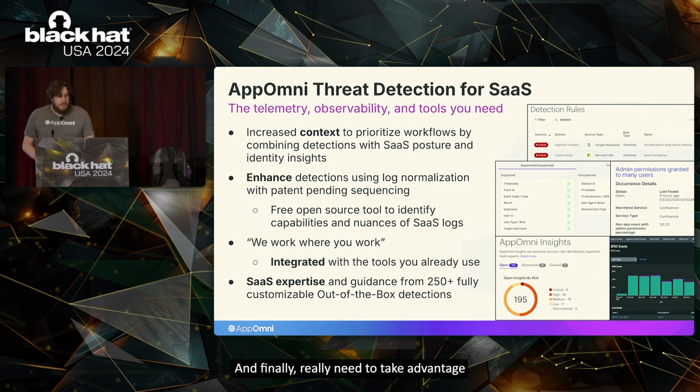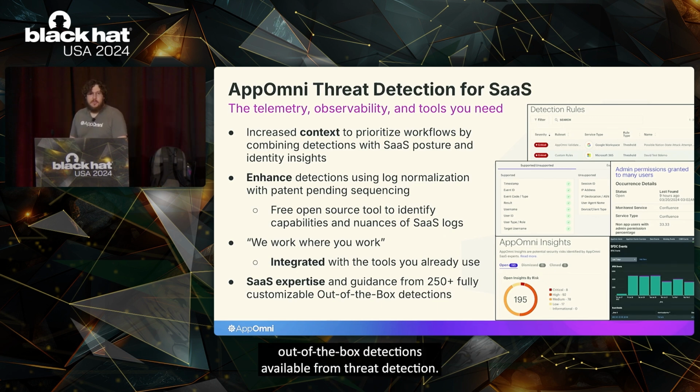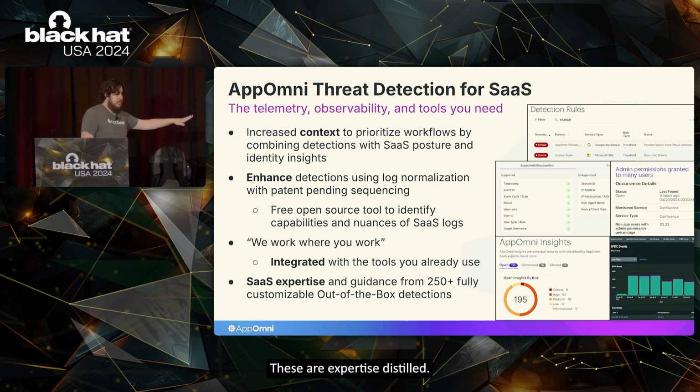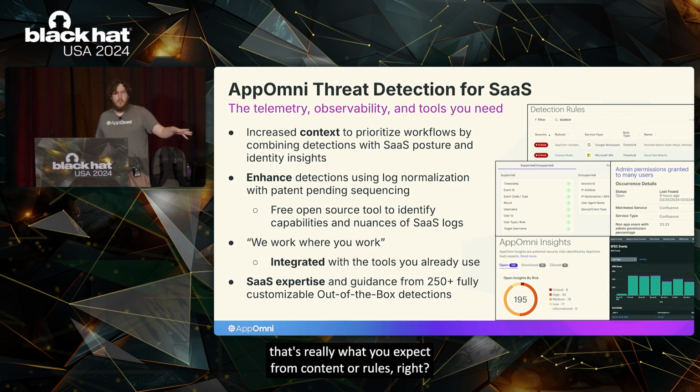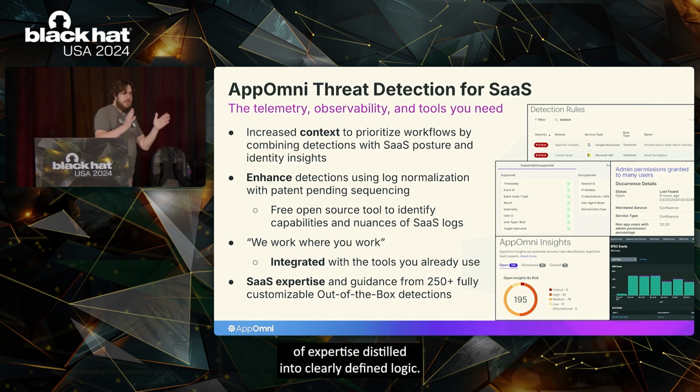And finally, really need to take advantage of SaaS expertise. We have more than 250 fully customizable out-of-the-box detections available from threat detection. And these are just a starting point. These are expertise distilled. And when you think about it, that's really what you expect from content or rules, right? That's basically years of expertise distilled into clearly defined logic.